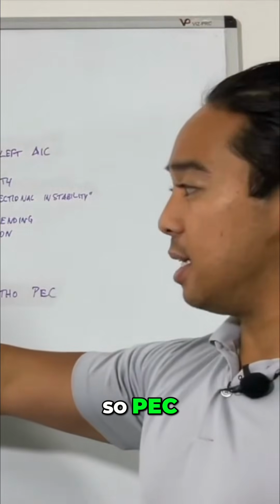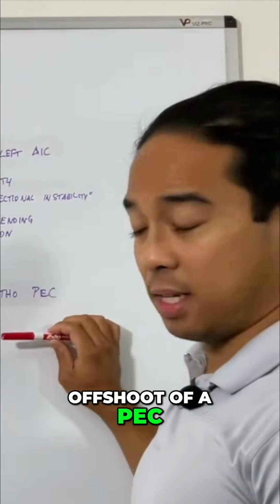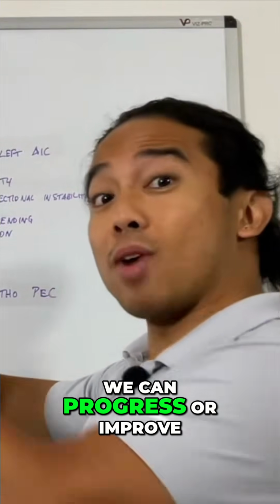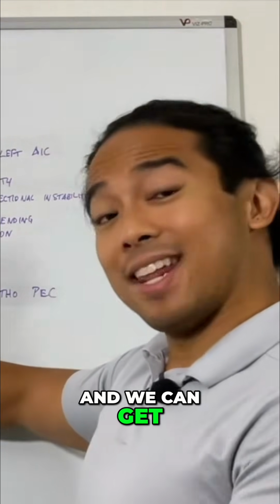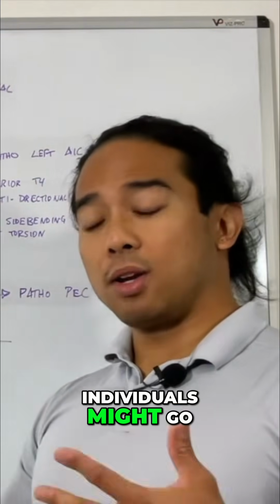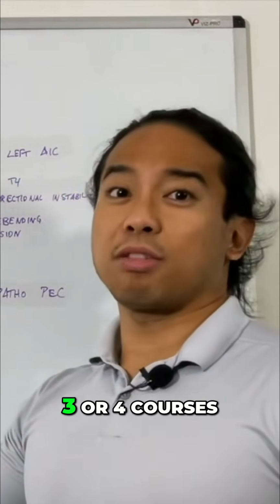So PEC, you can't get lower than a PEC. You can have an offshoot of a PEC, patho-PEC. This is where we're starting. From here, we can progress or improve, and we can get out of this and go up a step. And then this is where a lot of individuals might go, it's a little complicated because this encapsulates essentially 3 or 4 courses.